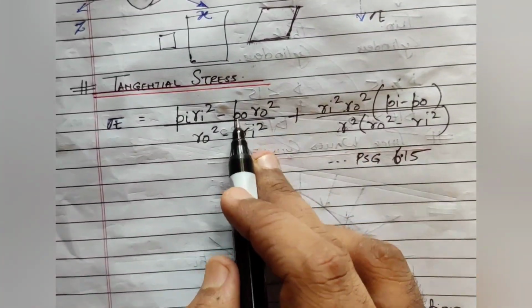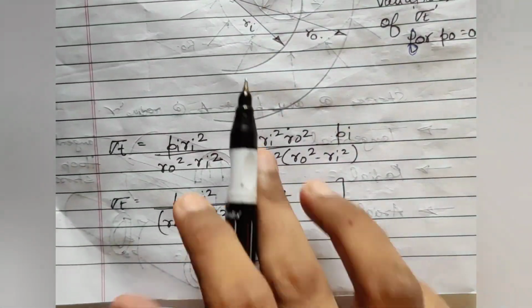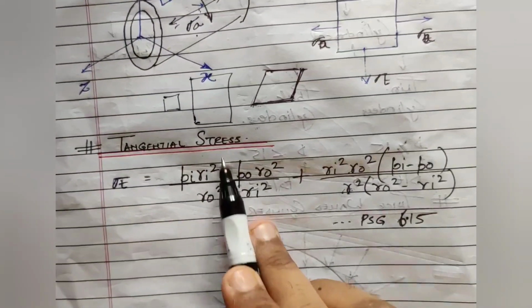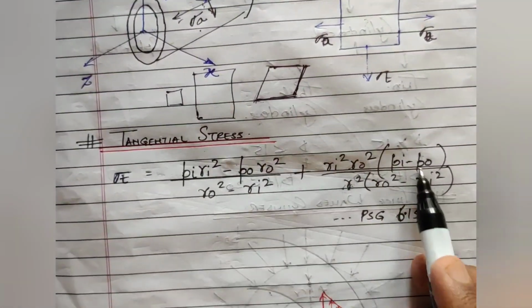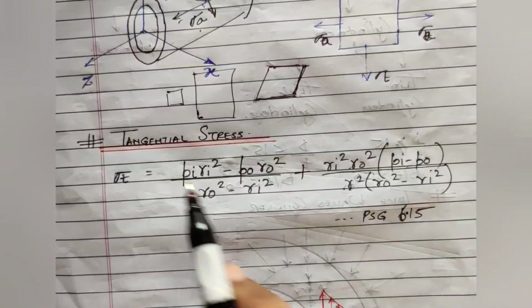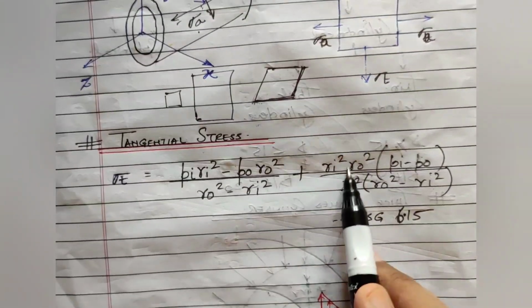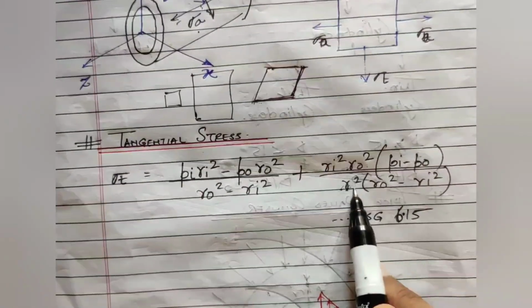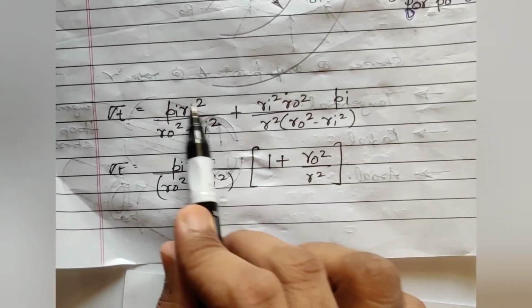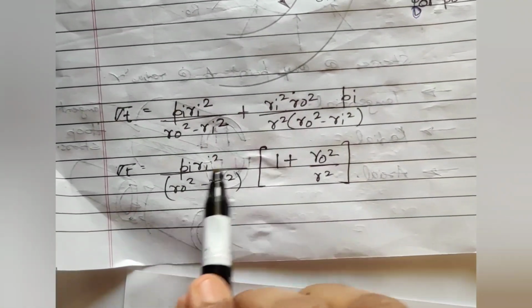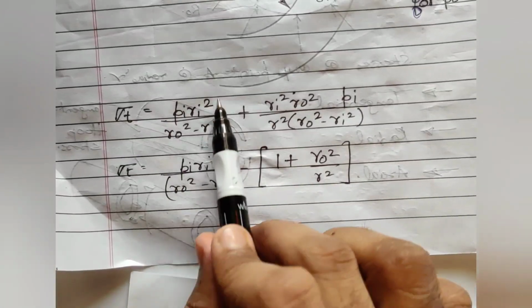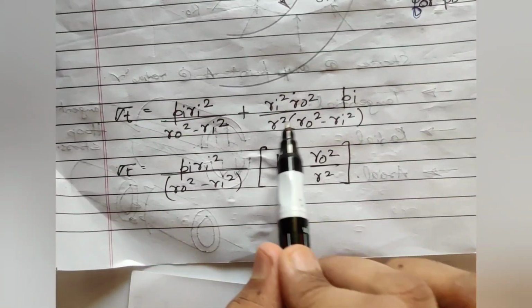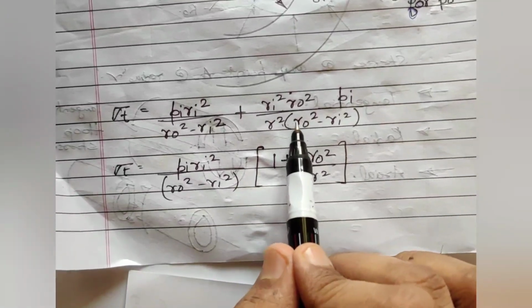Now suppose it is subjected only to internal pressure. In that case what will happen? Let us see that equation. When external pressure is 0, so Po becomes 0, this term vanishes, and what remains is Pi Ri square over Ro square minus Ri square, and here Ri square Ro square over r square into Ro square minus r square. Now you can take this entire thing common from both the two terms. This is a constant, and again I have told you this is the only variable here. So depending upon this term, the value of stress will vary.